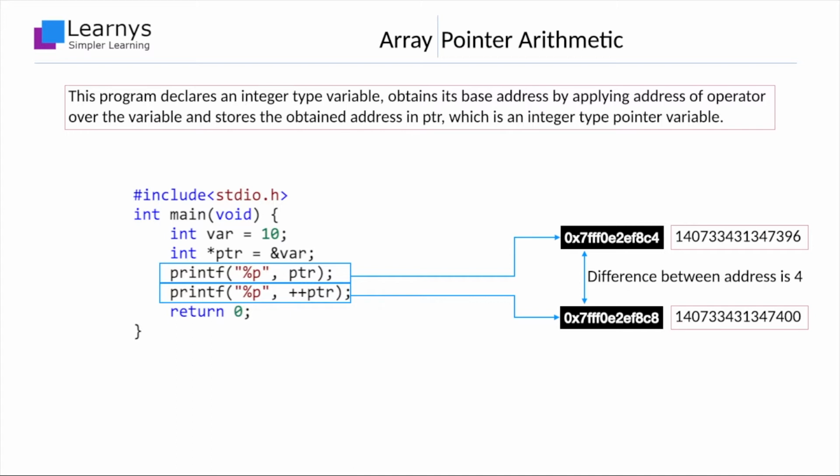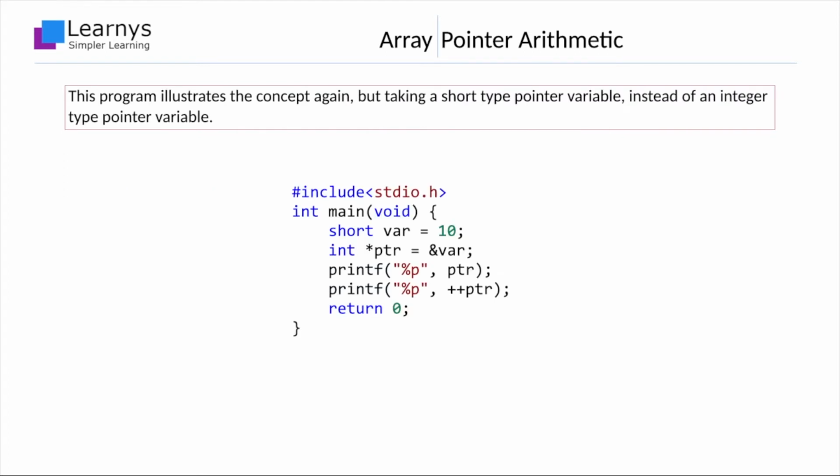This illustrates that the unary increment operator has incremented the value of an integer type pointer variable by 4 instead of 1. This program illustrates the concept again, but taking a short type pointer variable instead of an integer type pointer variable. In this case, the difference between the values printed by the two print statements will be 2. You are advised to verify the output by running the program.